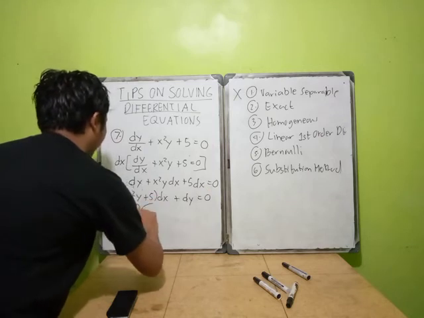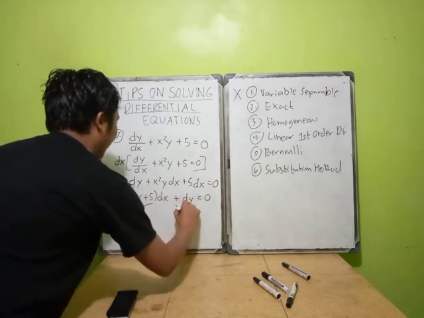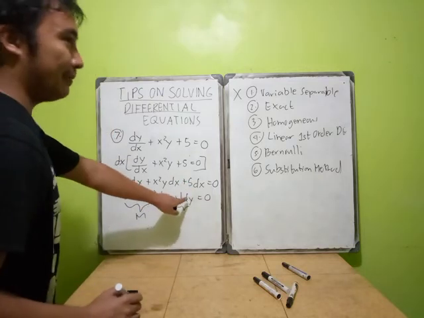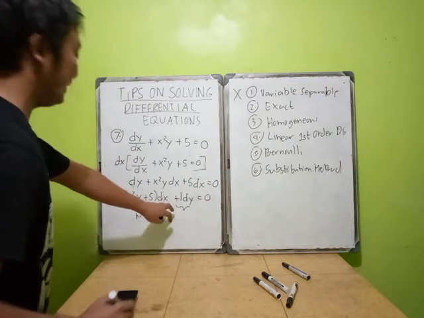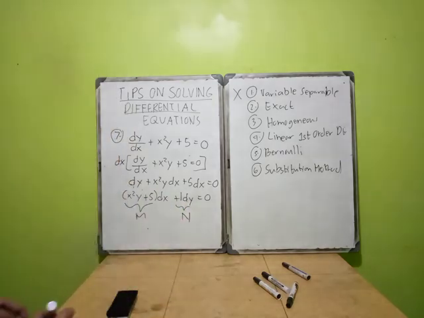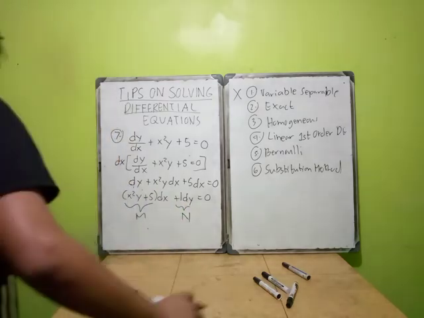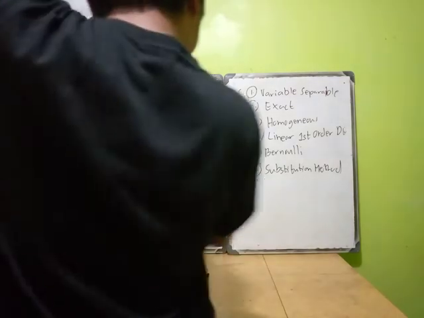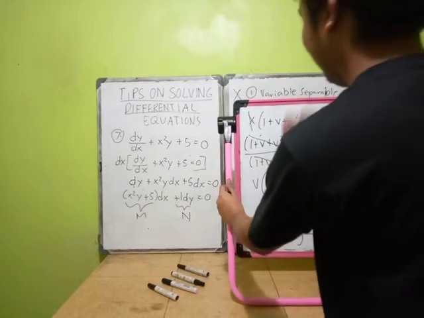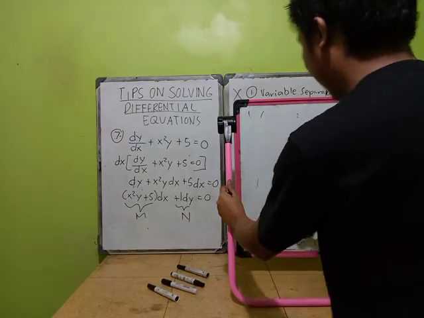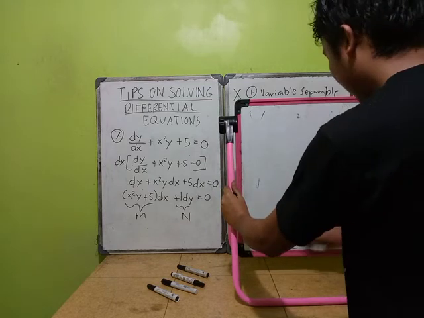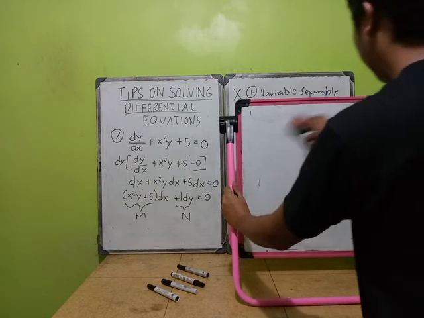Ito si M natin, yung katabi ni dx, at yung katabi ni dy, 1 lang, hindi nakalagay, pero kapag si dy lang, meron siyang imaginary na kasama na si 1. So, N. Okay, so try natin. Pwede bang try natin.